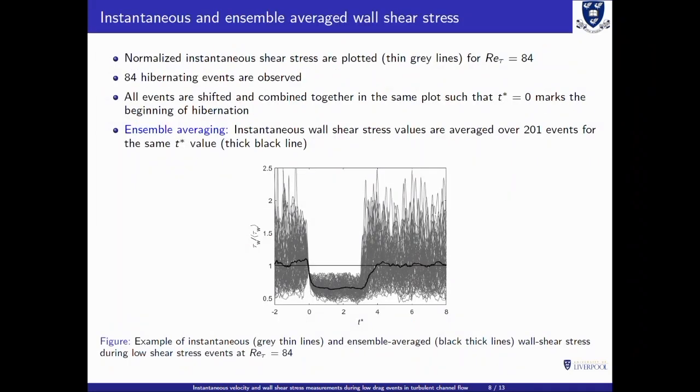For each Reynolds number, we run our experiment for a really long time, on the order of a few hours, so that we can collect lots of moments of this hibernation. This instantaneous plot of wall shear stress is at Re tau of 84. Here the gray lines show the instantaneous wall shear stress for low drag events, and we combine all those events together. T star of 0 marks the beginning of hibernation, and then we do an ensemble average of all those instantaneous wall shear stress signals, which is given by the black thick line.